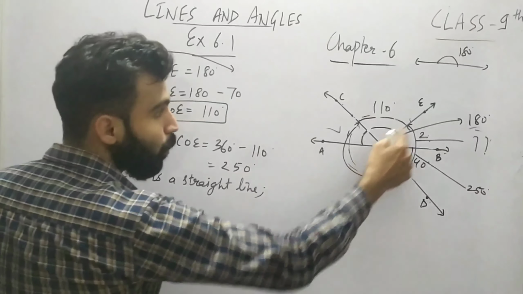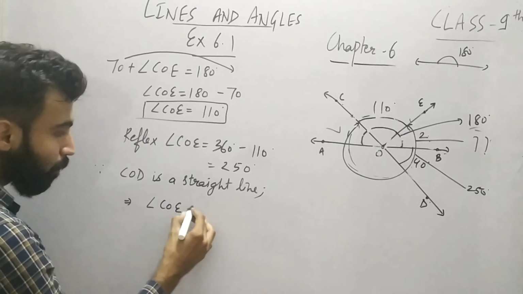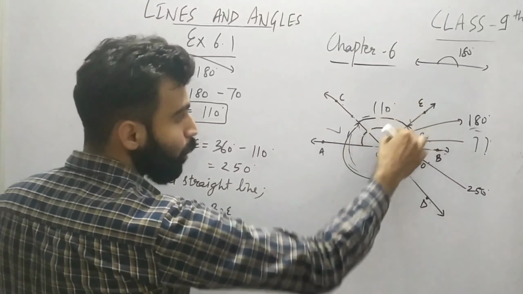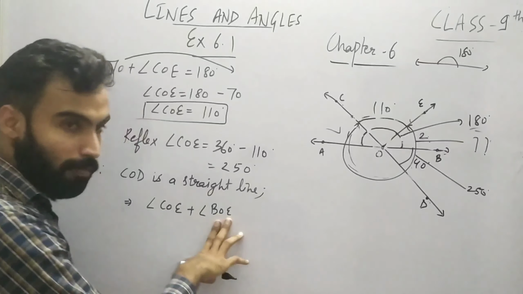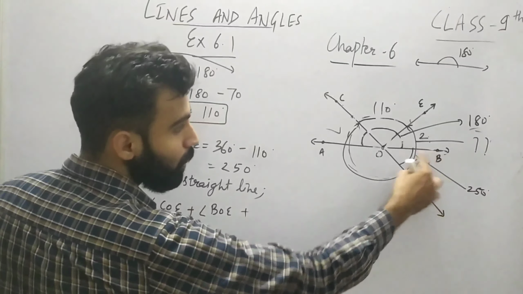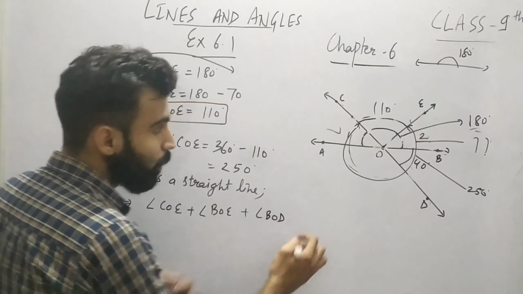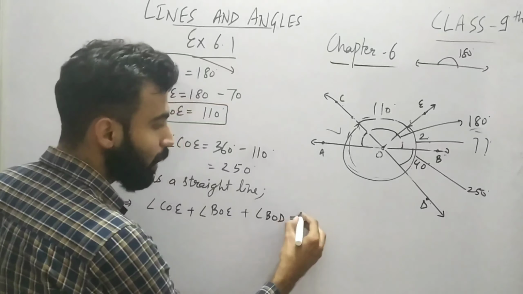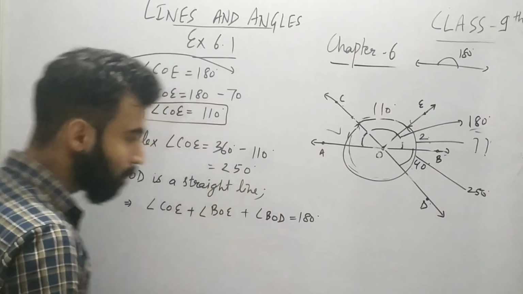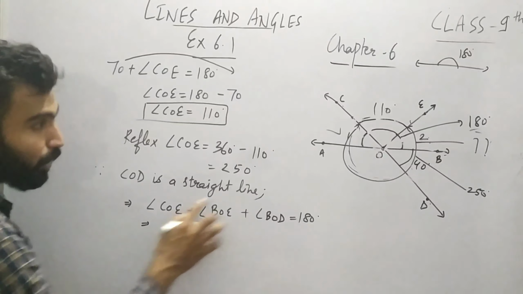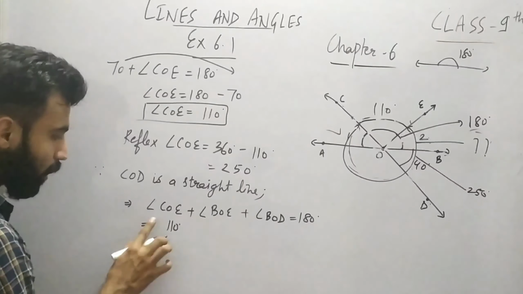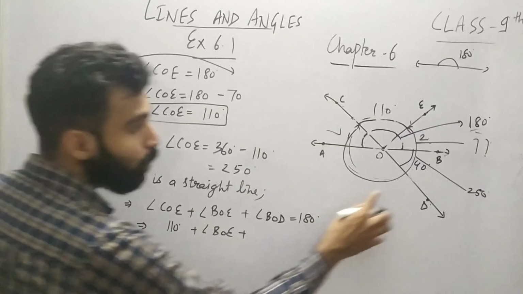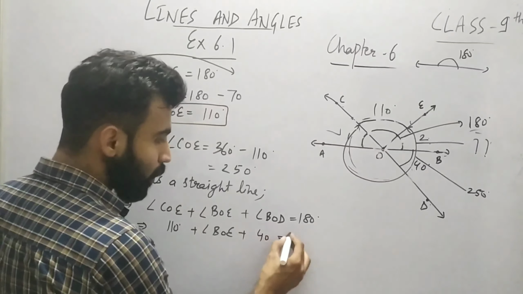then angle COE plus angle, you can see, BOE. I can also write it as EOB, but we have to find out BOE, so that will reflect the same name, right? So plus BOD. So you can see here COE, EOB, or you can say BOE, and BOD. So these three angles combinedly form 180 because it is a straight line, right? So let me just show you. COE was 110 degrees, we have calculated right now. Further, angle BOE we have to calculate, and BOD is 40 here, which is given to us, right?